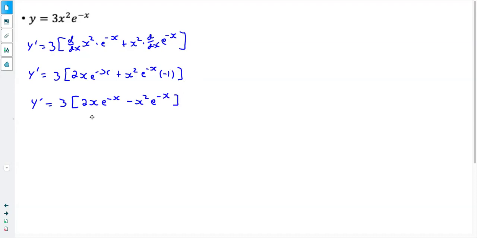Now, out of these, we can factor out an x and e to negative x. So that gives us y prime equals 3x e to negative x times 2 minus x.